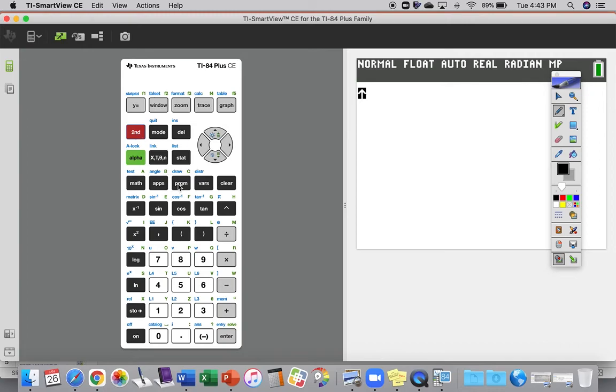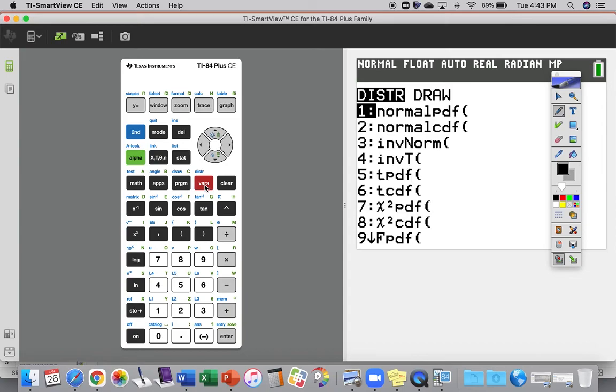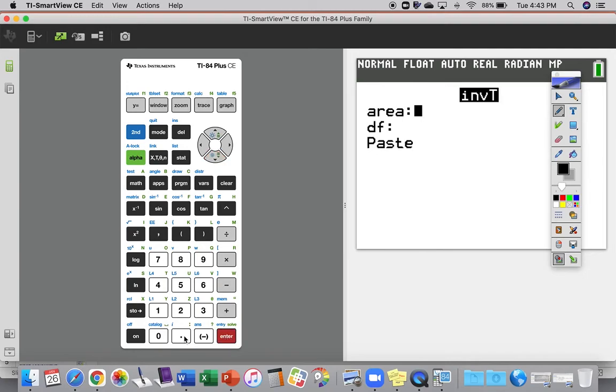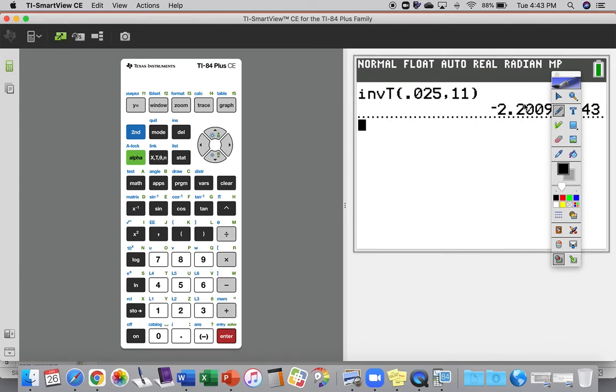So I'm looking for second, vars, distributions, right? This is where we found inverse norm forever. Look right below it, inverse t. What's it going to ask for? What's the tail area? For 95%, that's 2.5% on each tail. What's the degrees of freedom? 11, because we had a sample size of 12. Paste, enter. There is how you get your negative 2.2.